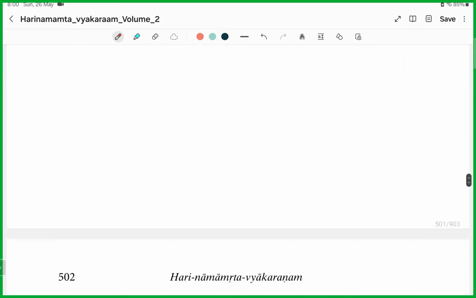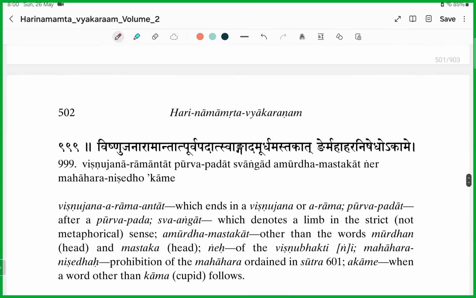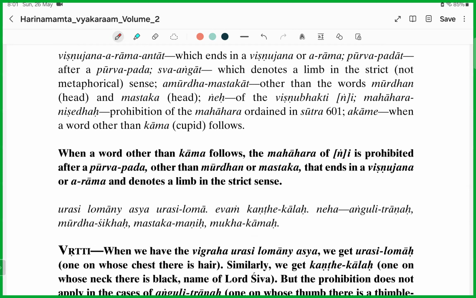The remaining sutra is about only one word. Vishnujana Ramantat Purva Padat Swangat Amurdhamastakat Ner Mahahara Nishedho Kame. When a word other than Kama follows, the Mahahara of Ni is prohibited after a Purva Pada, other than Murdhan or Mastaka, that ends in Vishnujana or Rama and denotes a limb in the strict sense. This is like a Luk Samasa.